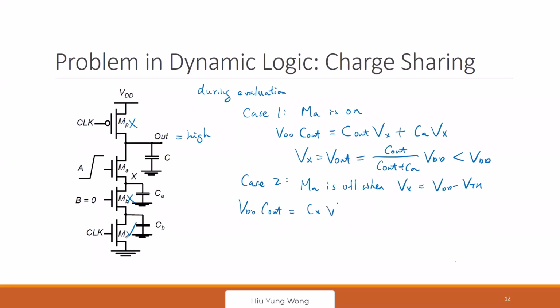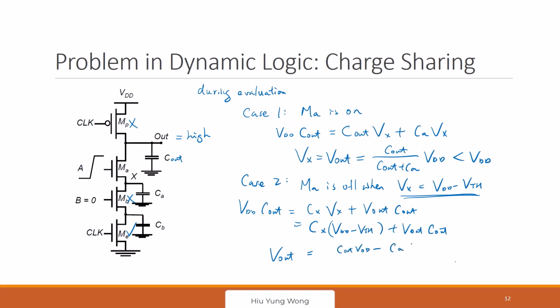Maybe let me write the whole equation. It equals Vx times Cx, then plus V out times C out. Okay, let me say this is C out. Okay, right? Then of course we say Vx equals VDD minus VTH, right? So this is VDD minus VTH times Cx, plus V out times C out. Okay, so in summary, you just do some shuffling of the terms. You see that V out equals C out VDD minus CA times VDD minus VTH divided by C out.